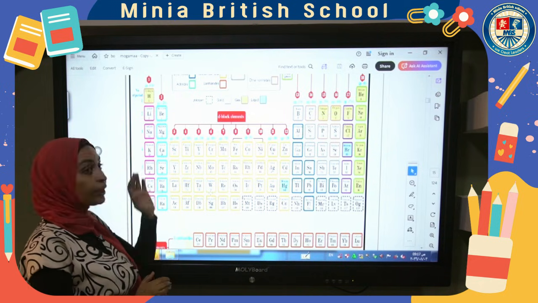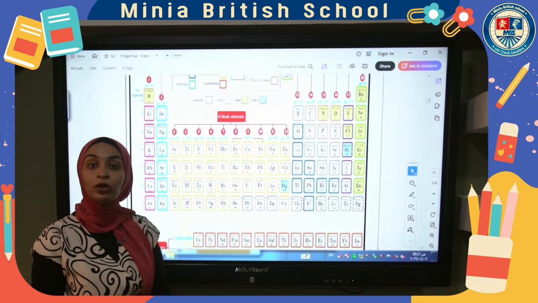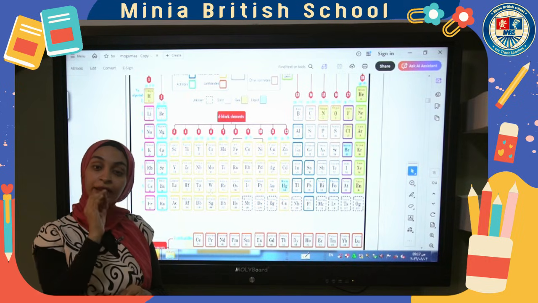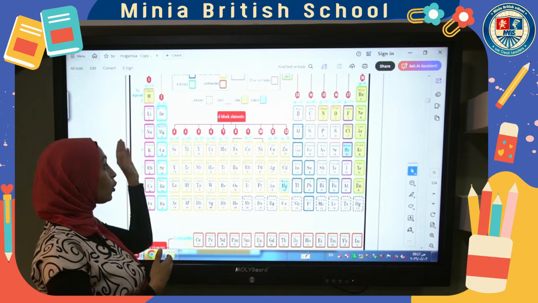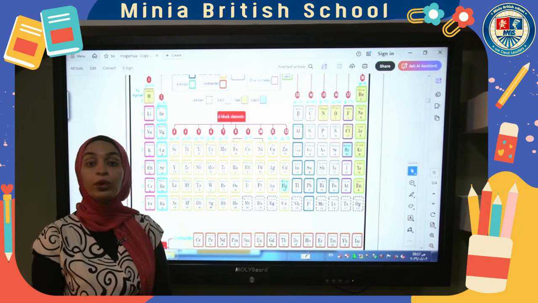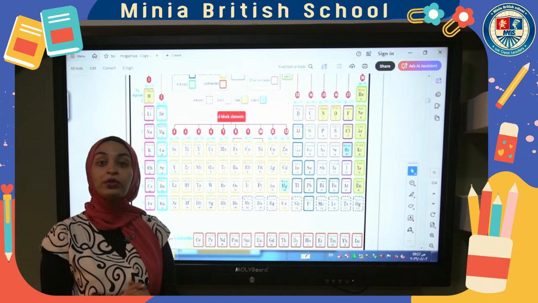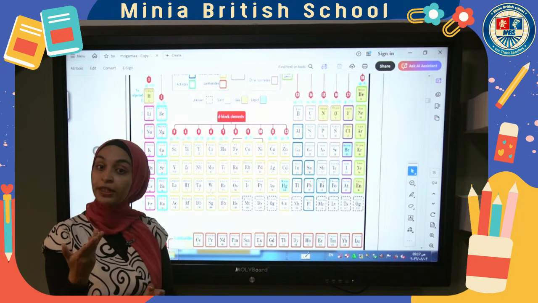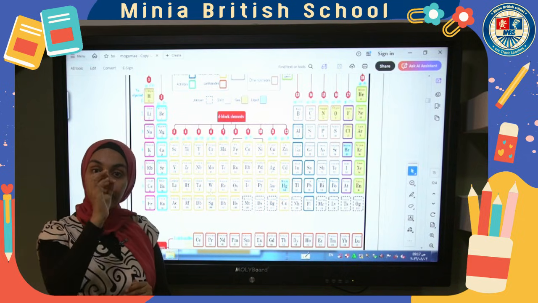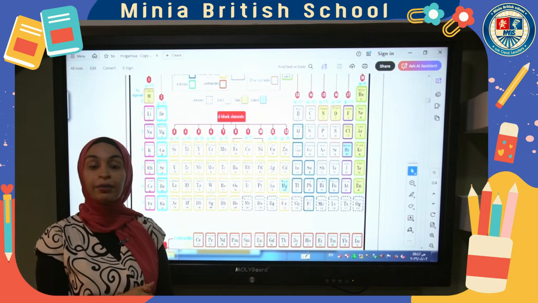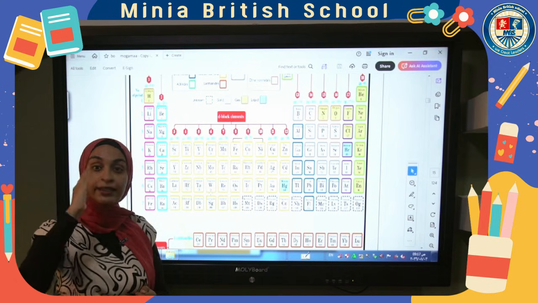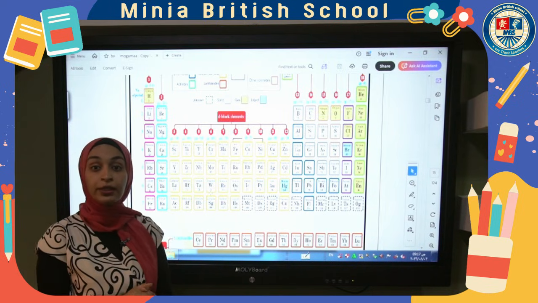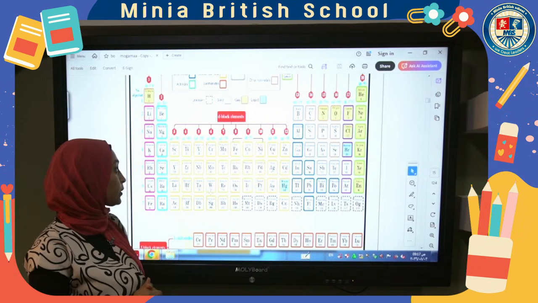Then 2A, their names are alkaline earth metals. They are metals that are less active than the alkali metals. And the 2A here means that it contains 2 electrons in their outermost energy level, like magnesium 12, 2, 8, 2, like calcium 20, 2, 8, 8, 2, which means that their outermost energy level ended with 2 electrons.